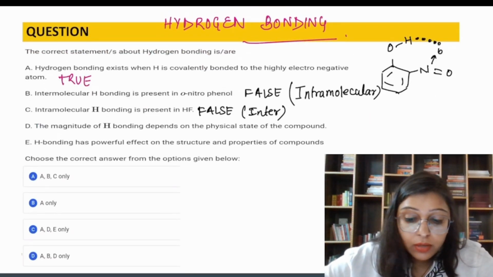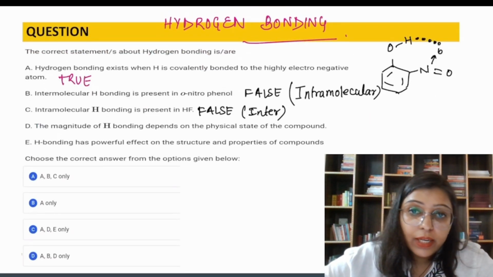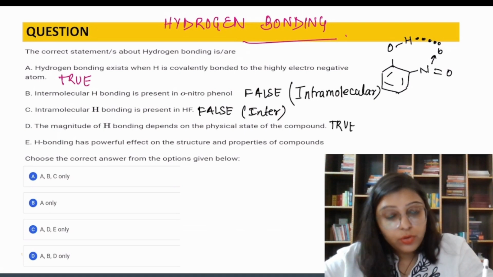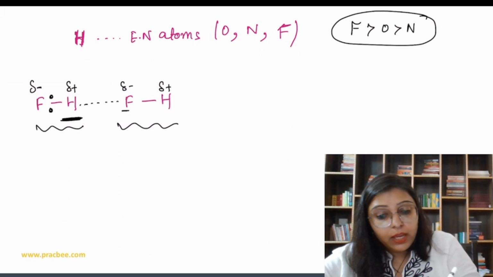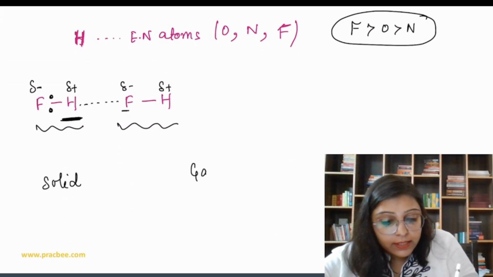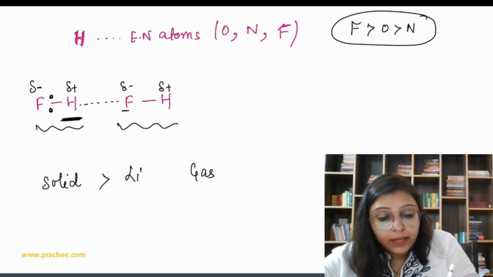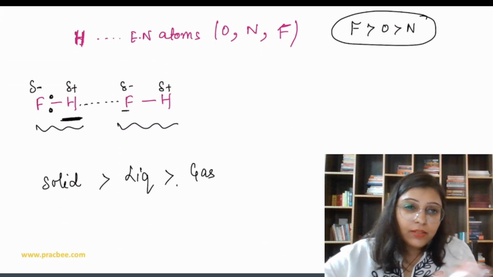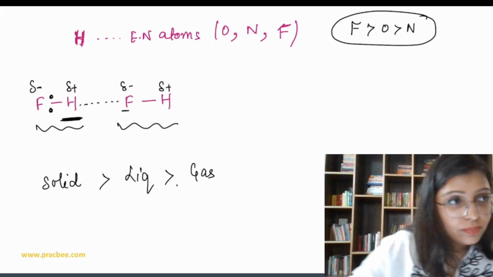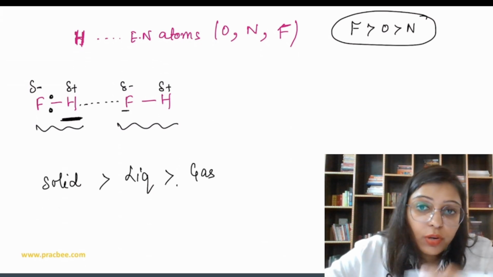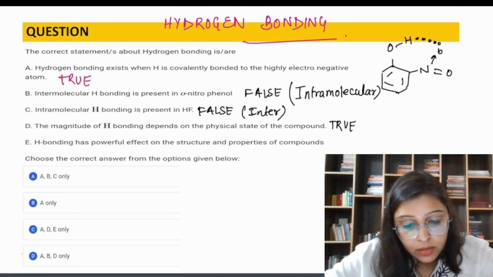Next, the magnitude of hydrogen bonding depends on the physical state of the compound. It is true. Hydrogen bonding is more in the solid state and least in the gaseous state: solid, then liquid, then gaseous. Because in the solid state there is very little motion of the particles, so hydrogen bonding is strong in that case.